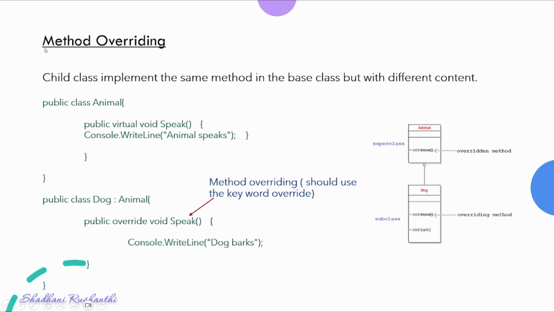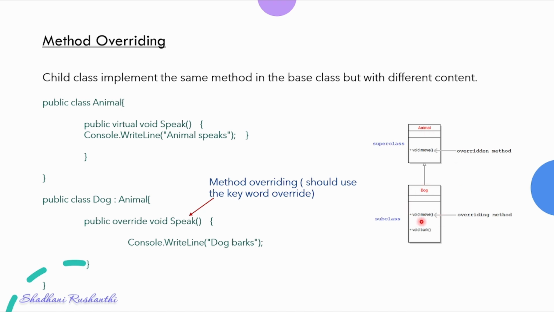The next polymorphism type is method overriding. In the concept of method overriding, your child class can implement the same method which is available in the parent class but with a different implementation. For example, here is a class called animal and a class called dog. This class animal has the method move and you have inherited this animal class to this child class.